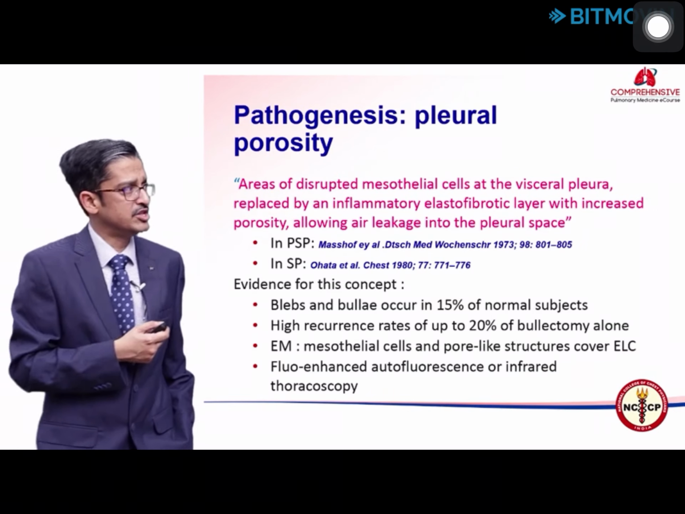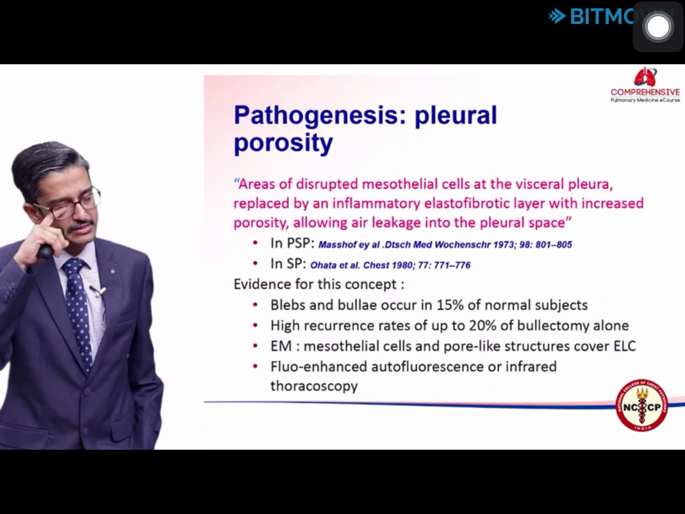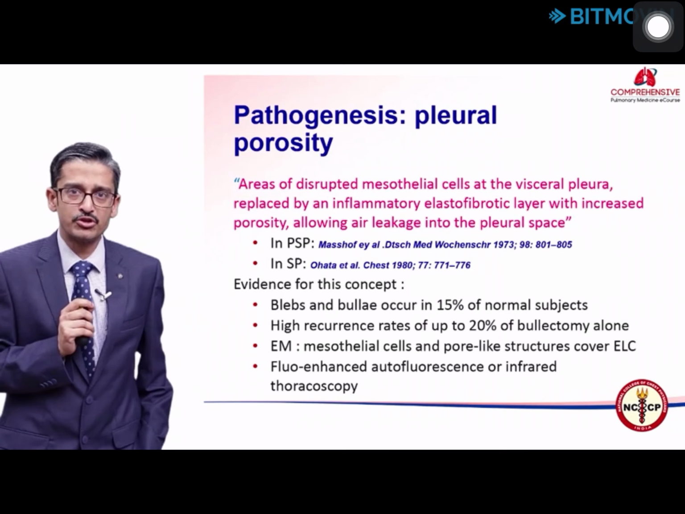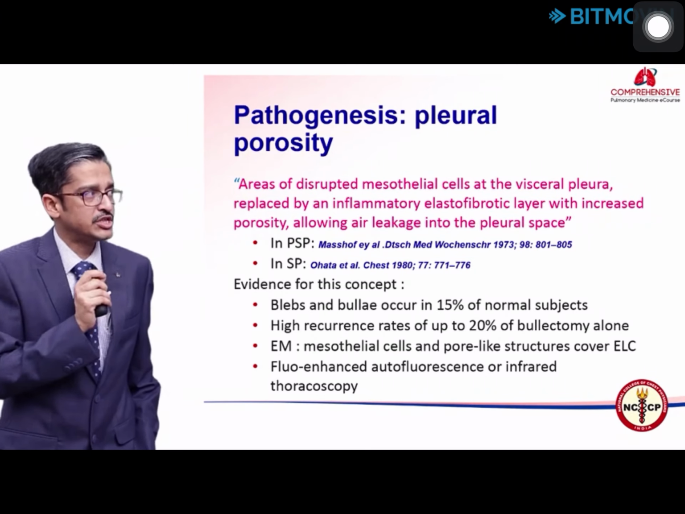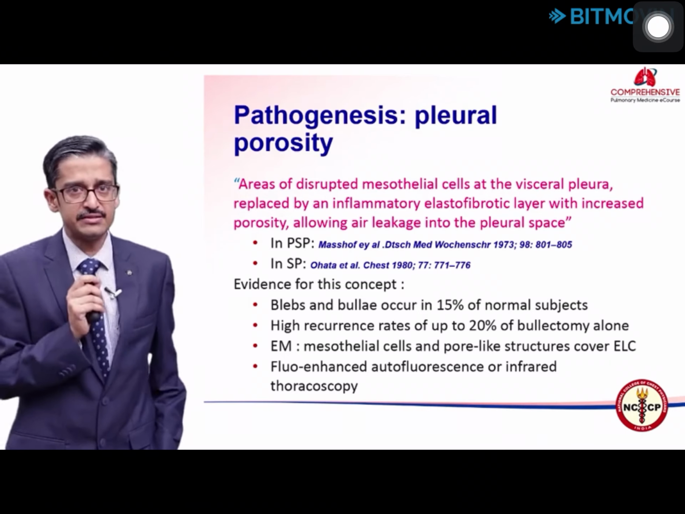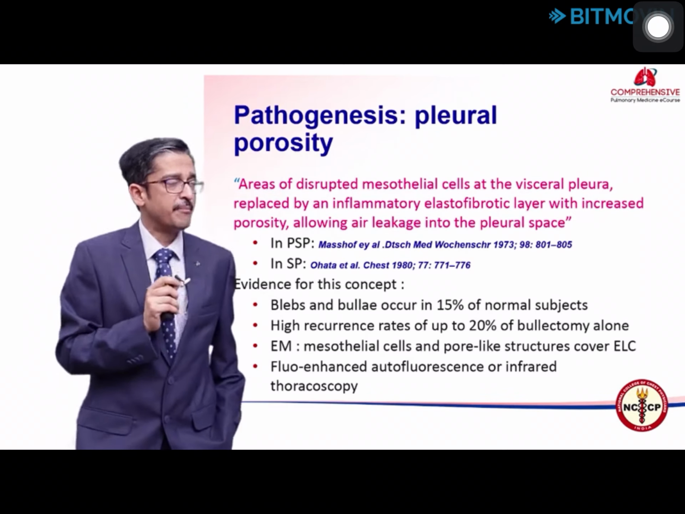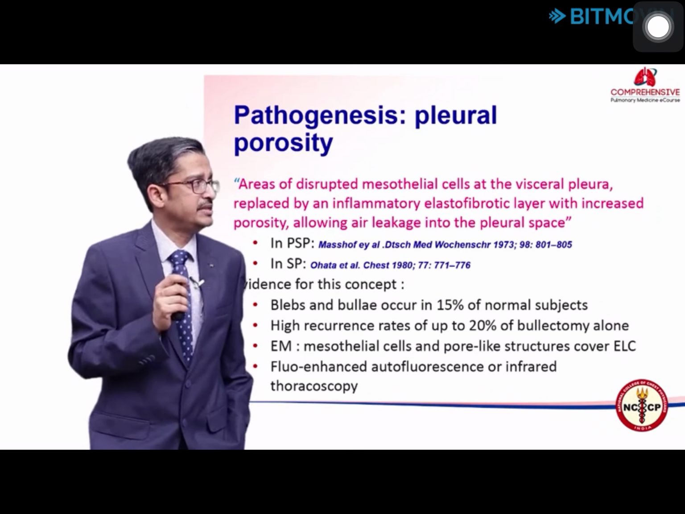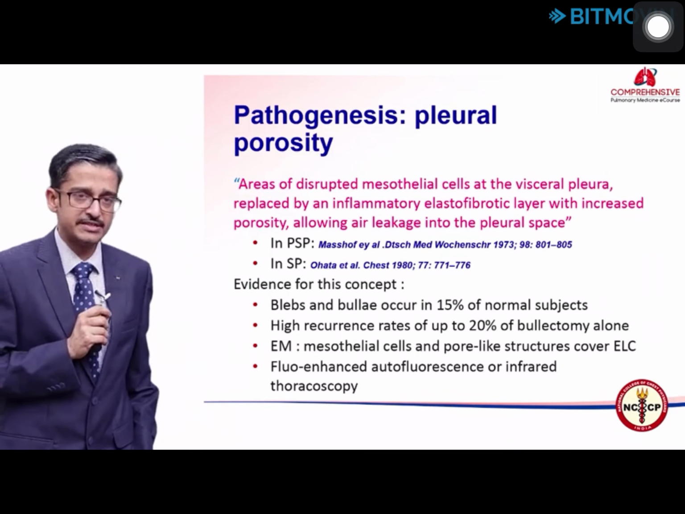So this is the definition. This is how they've defined it. This is from about 30 years ago now, where they have defined what they mean by pleural porosity. And just to take you through the definition, it says disrupted mesothelial cells in the visceral pleura, which is replaced by an inflammatory elastofiber layer with increased porosity, which allows air leak into the pleural space.